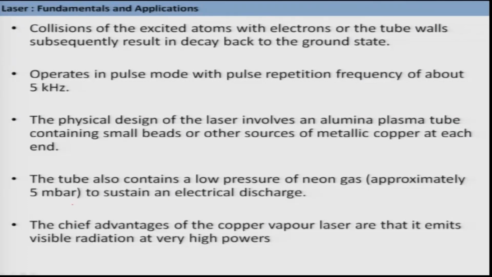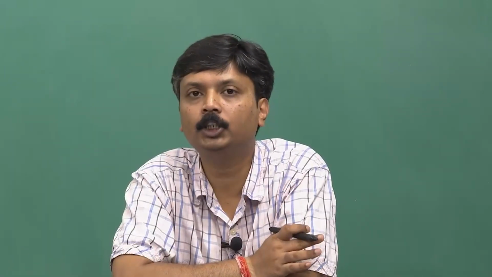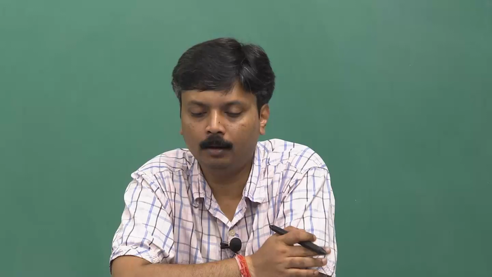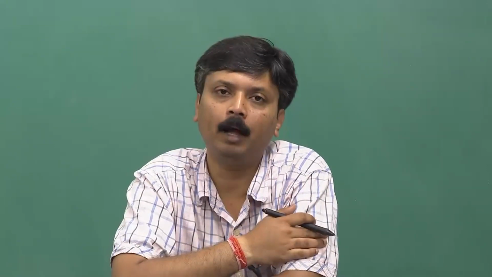Now the basic advantage of the copper vapor laser is that it emits very high power visible laser light. So this is used in various metallurgical applications, because it uses visible light with very high power.